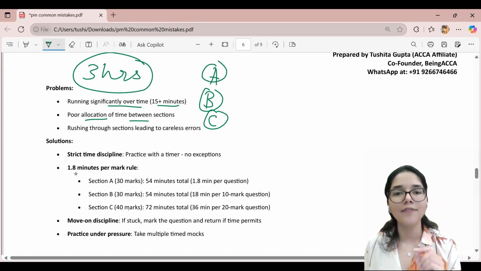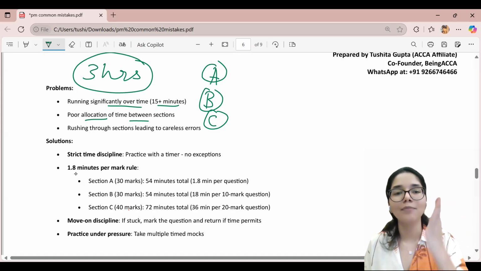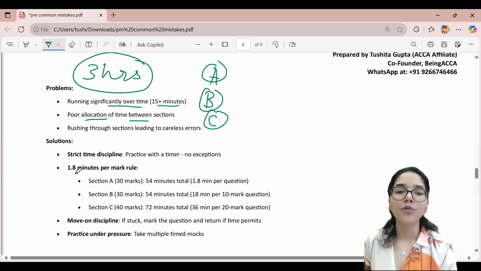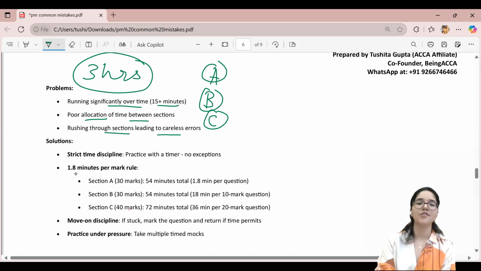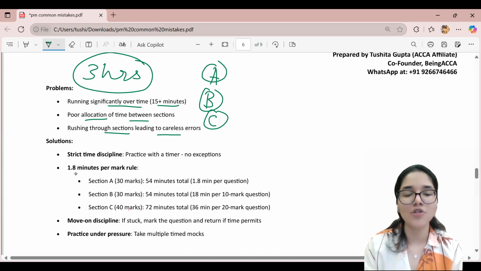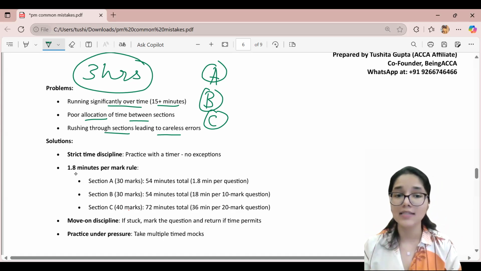So to ensure that we have the best chances of passing, we have to ensure we attempt 100 marks of paper, and that is only possible if you manage your time nicely. You are sometimes rushing through the sections, leading to careless errors. Specifically, if you're thinking that section C is weak for me, so let me just quickly go through section A and B because they are so-called easy sections, I will just quickly solve these parts and then I will spend more time in section C.